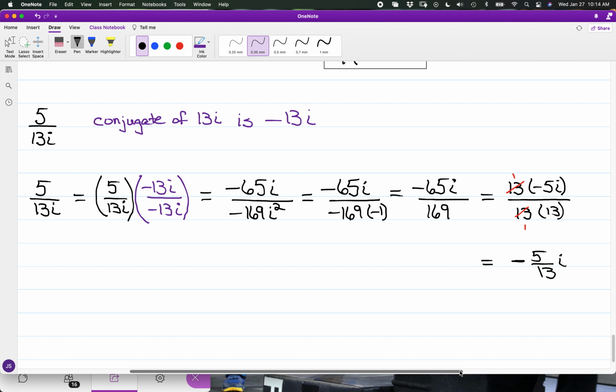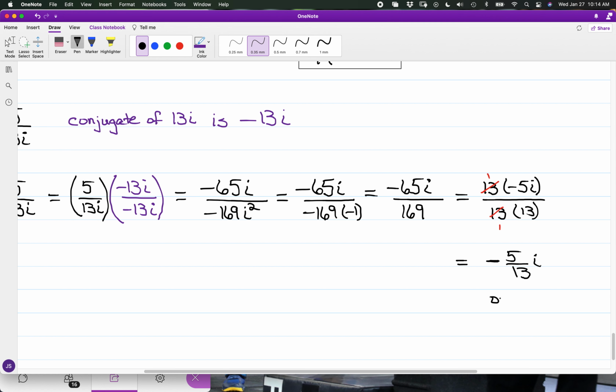And if I had to express this in a plus bi terms, like if I had to give this explicitly, your a term would be negligible. So I would have 0 minus 5/13 of i.